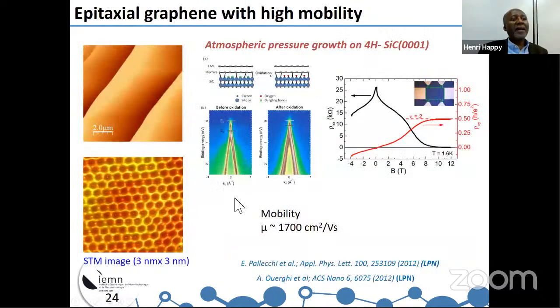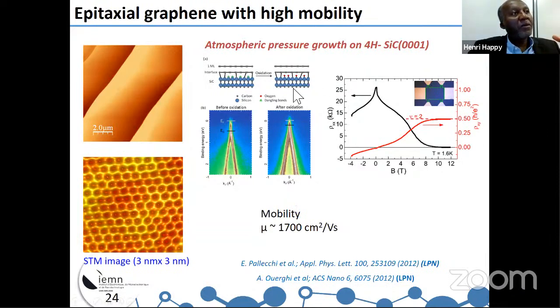Okay, I will come back here. When you grow graphene on silicon carbide, I don't have a graph here. Typically, silicon carbide is composed of silicon and carbon. That means you need to heat to remove silicon, and the carbon that remained on the surface connected and formed graphene on the surface.